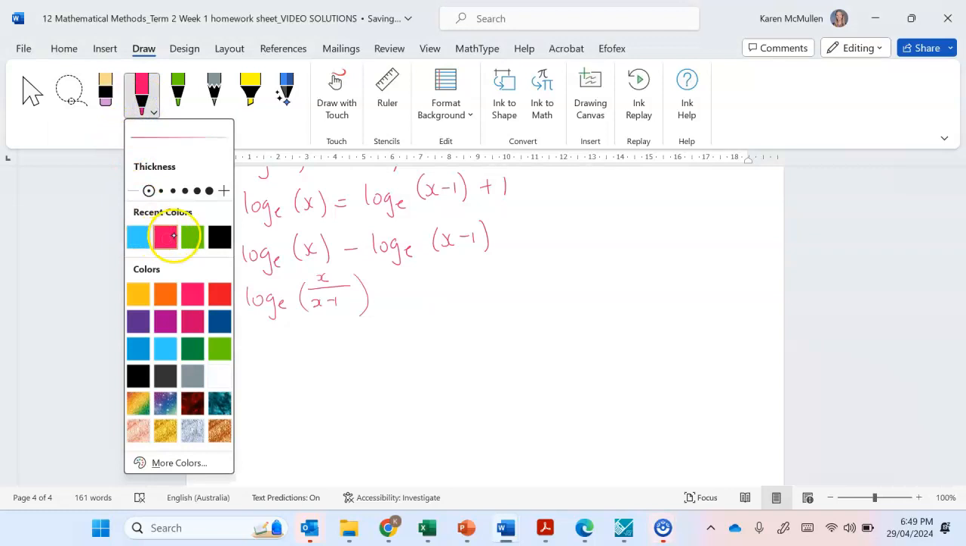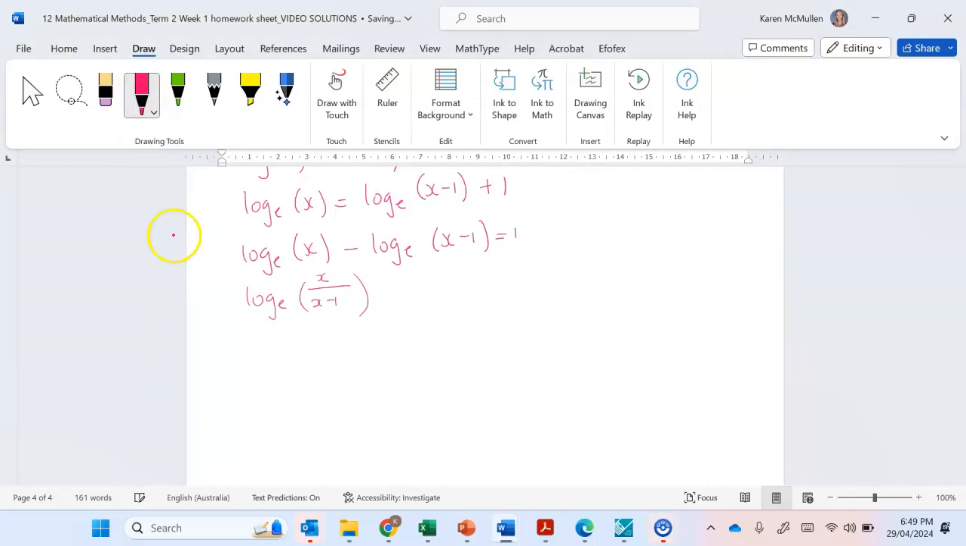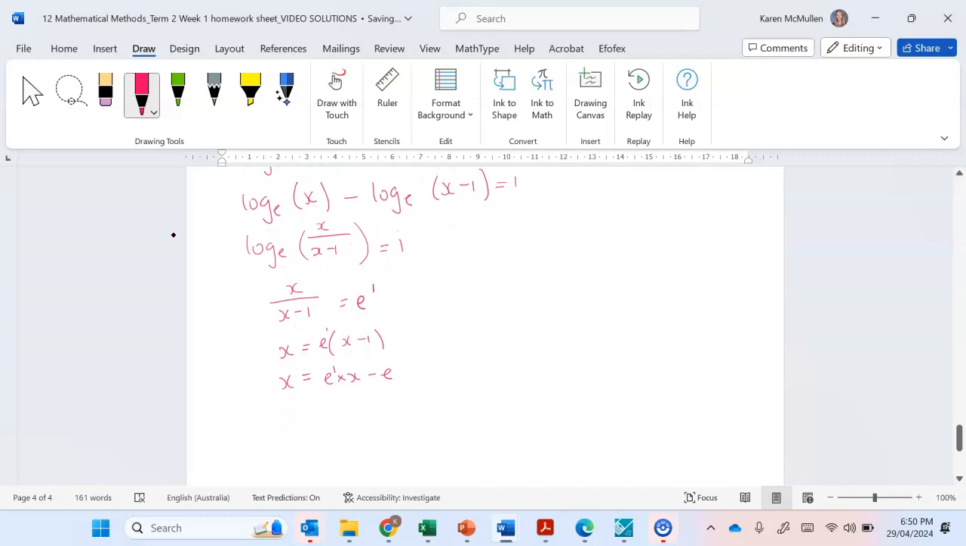All right, so I'm going to get rid of this log base e by taking base e of both sides. All right, and then we've got x over x minus 1, which is a little bit annoying. So let's just multiply. So we get x equals e times x minus e. Remember, e is a number, just like pi. We don't have to keep writing to the power of 1.